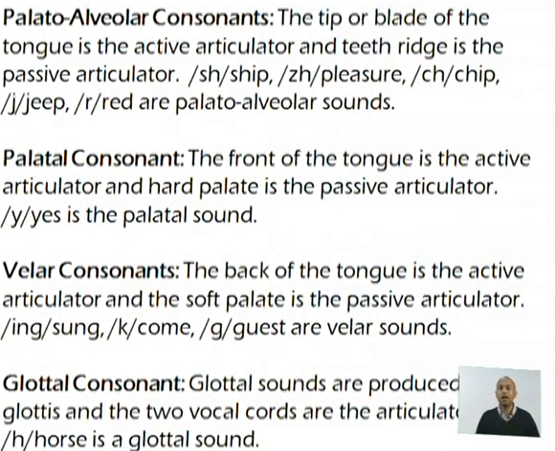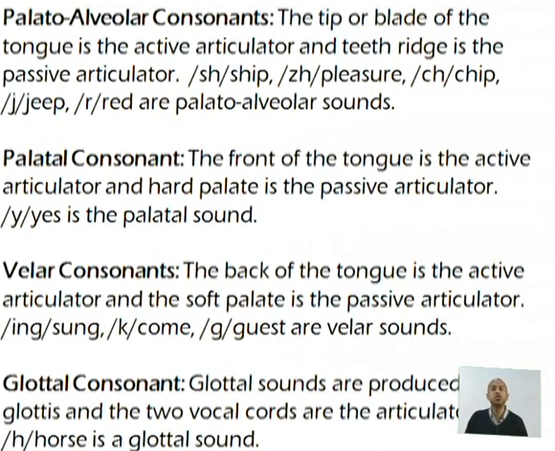We have palato-alveolar consonants. Now, palato-alveolar consonants, here the tip or blade of the tongue is the active articulator, and the teeth ridge is the passive articulator. For example, ship, sh, sh. The tip or blade of the tongue is the active articulator, and the teeth ridge is the passive articulator. Sh, ship, pleasure, j. Yes, that's the sound that we are looking for.